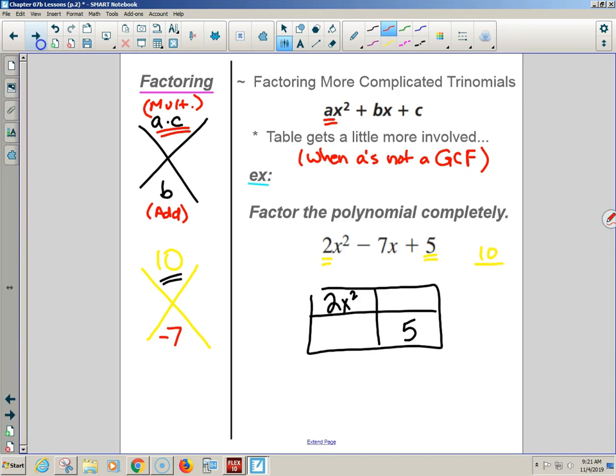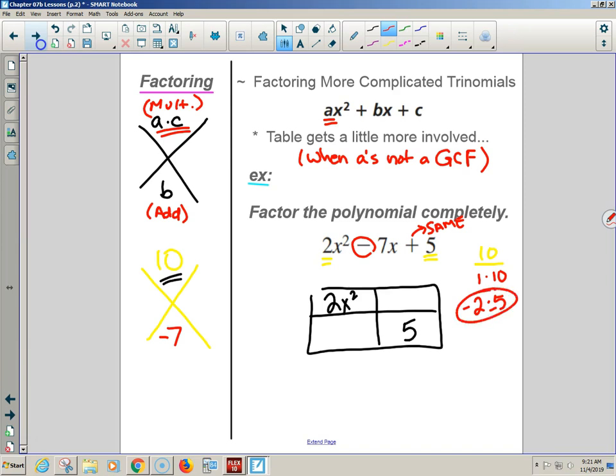So, factors of 10. 1 and 10. Does that make 7 in any way, shape, or form? No. And it's a plus, so is it going to be same or opposite? I need same signs. So, 1 times 10 is a no. 2 times 5, yes. Why are you guys telling me negatives? Because of both. See them? Okay, so I have a -2 and a -5.